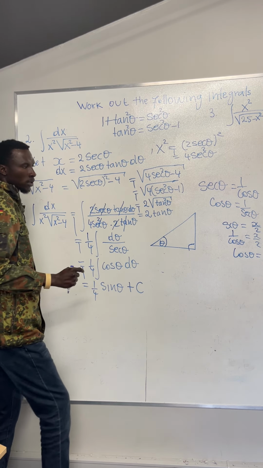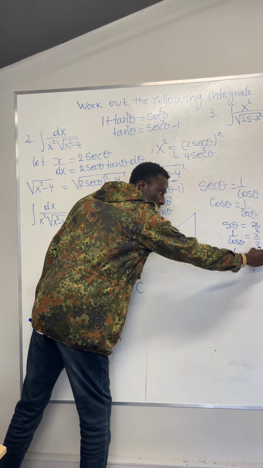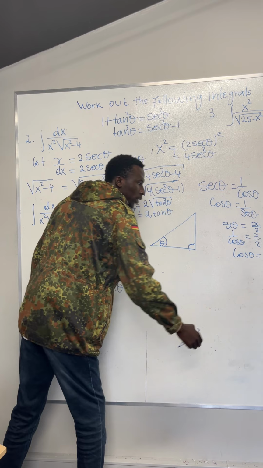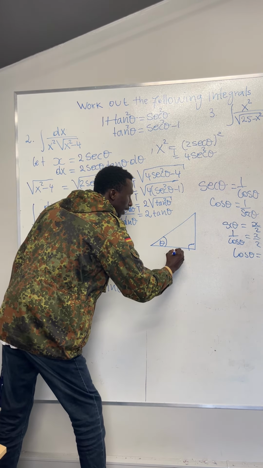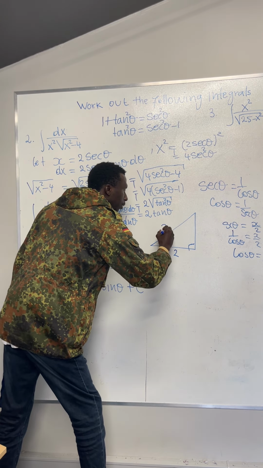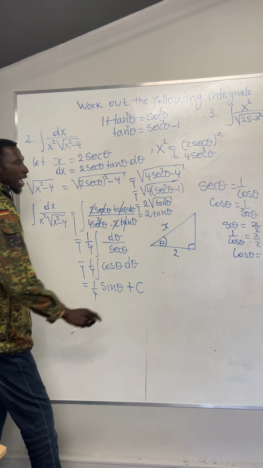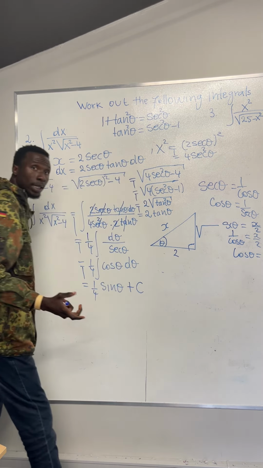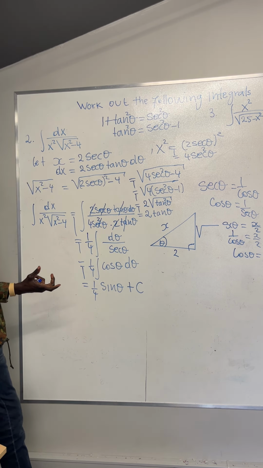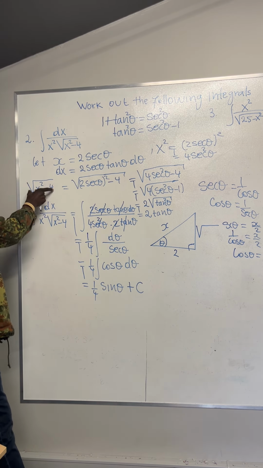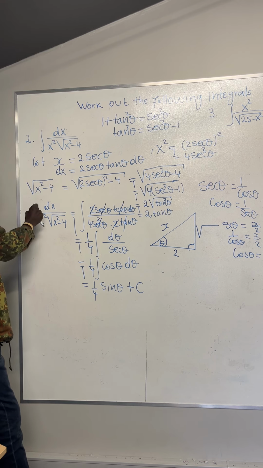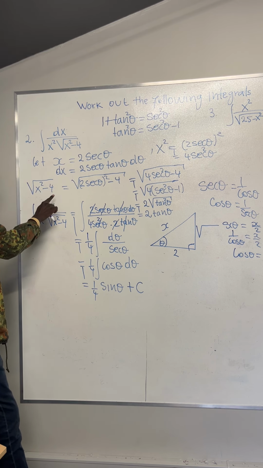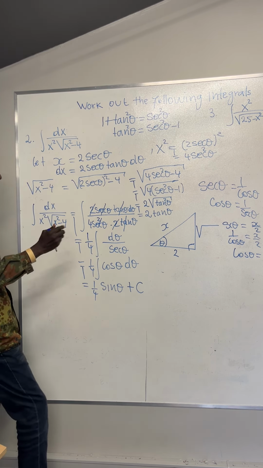And then what is cos? It is the adjacent over the hypotenuse. So what is that? Adjacent we have 2 and the hypotenuse we have x. And what will be this side? Obviously, we can solve by using Pythagoras. And it will be exactly this, right? Yeah. So we're going to have x squared minus 4.